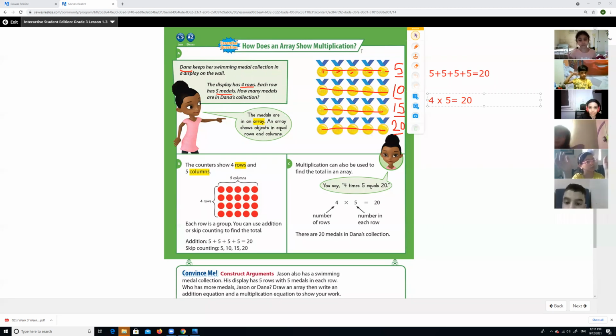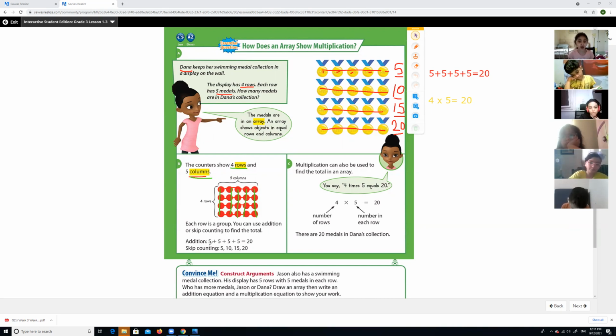So if you look here in part B, the counters show 4 rows. As we said, this is a row. The counters show 4 rows. 1, 2, 3, 4. These are rows, and it shows 5 columns. Standing is called a column. So 1, 2, 3, 4, 5. Here I have 4 rows, 5 columns.